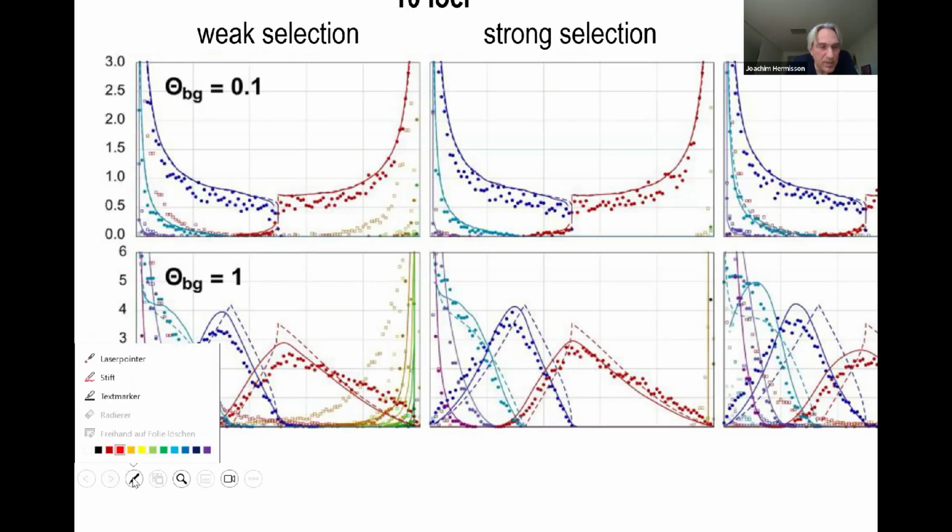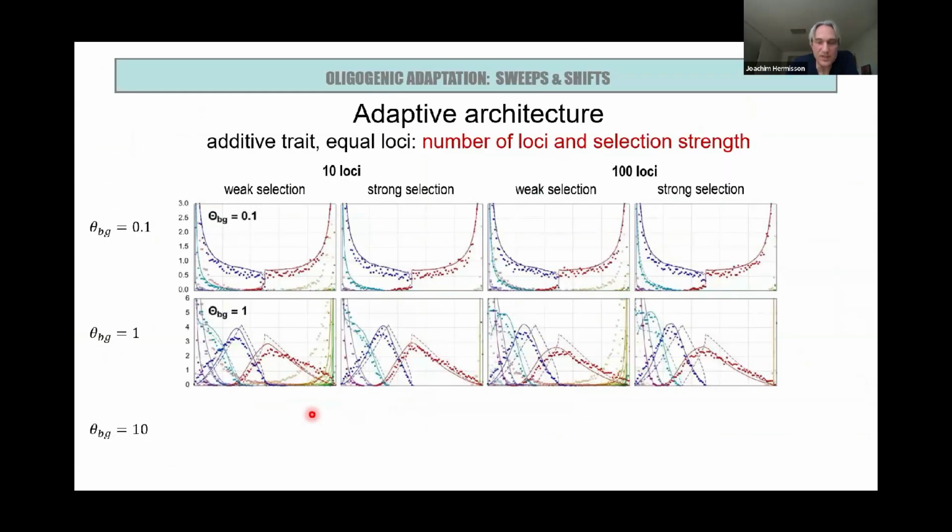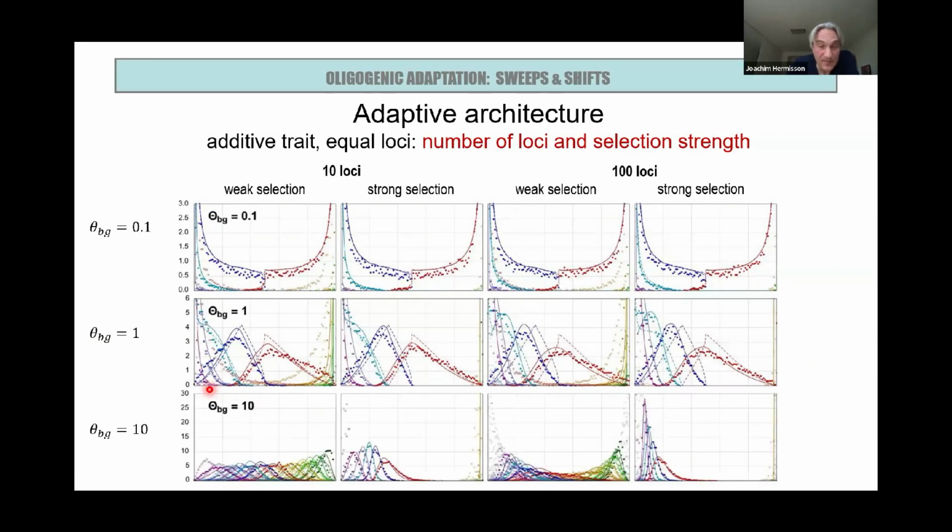Good. Let's go back to my pointer and now go to higher mutation rates.